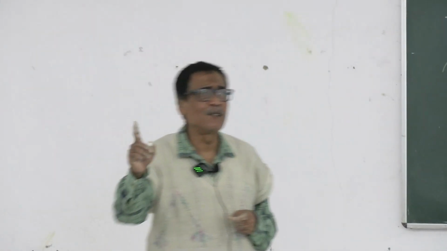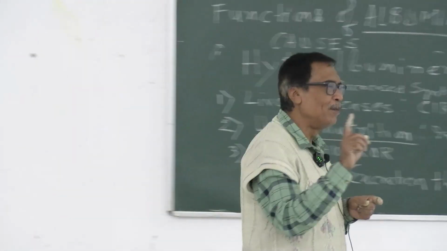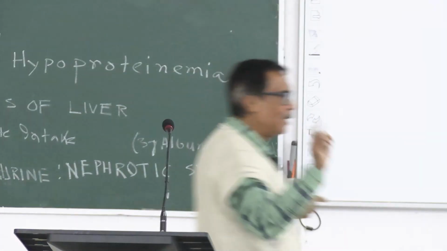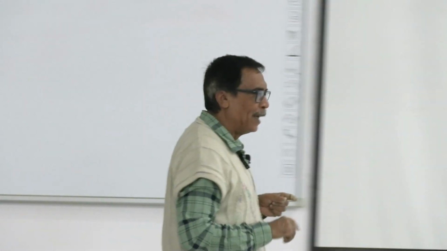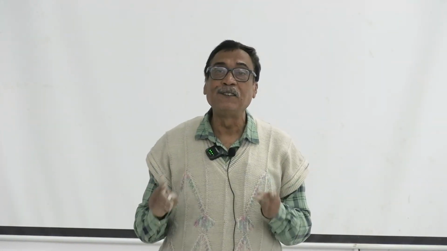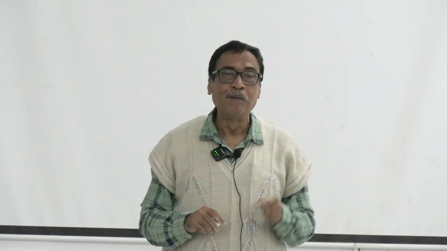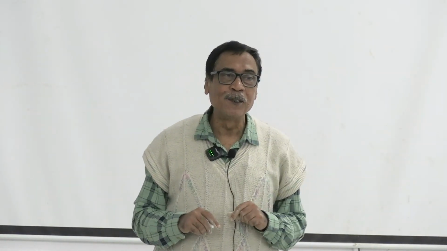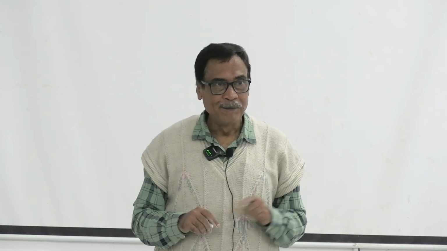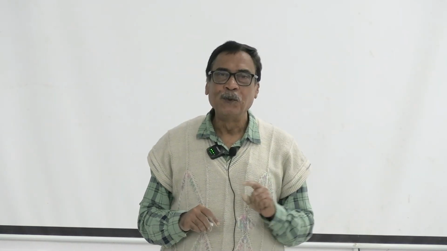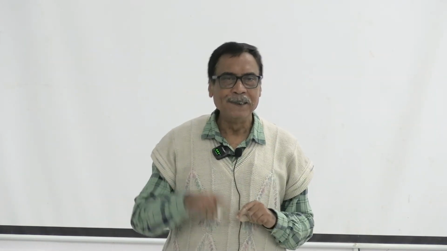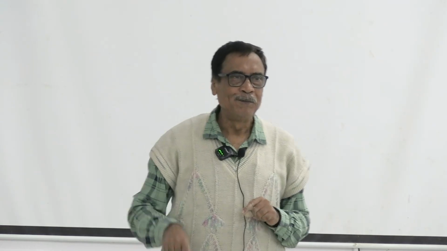There are other characteristics of nephrotic syndrome. Nephrotic syndrome means massive albuminuria, hypoalbuminemia, and another feature, hypercholesterolemia. These are the 3 cardinal signs: number 1, massive albuminuria, more than 3 gram per day; number 2, hypoalbuminemia, which is the result of massive albuminuria; and number 3, hypercholesterolemia. All these 3 things are present in nephrotic syndrome.